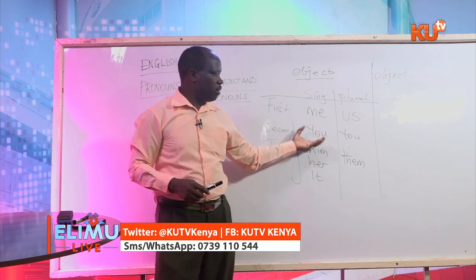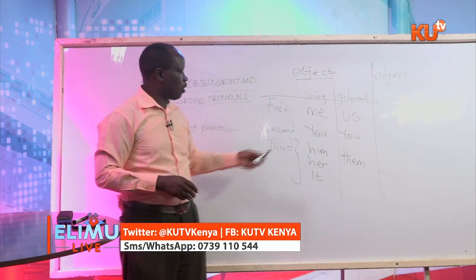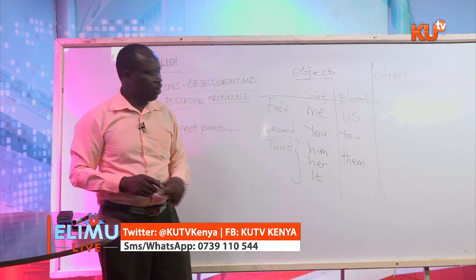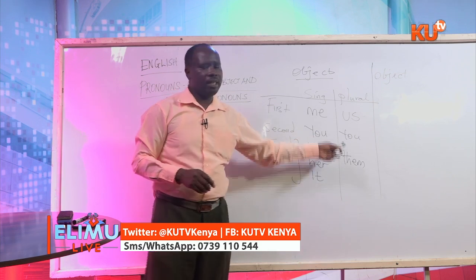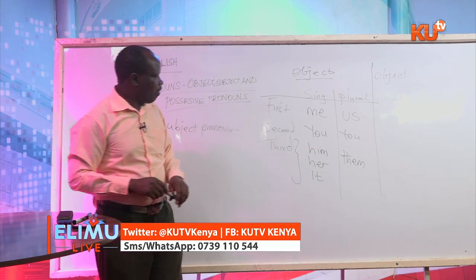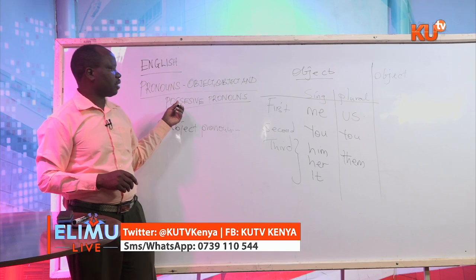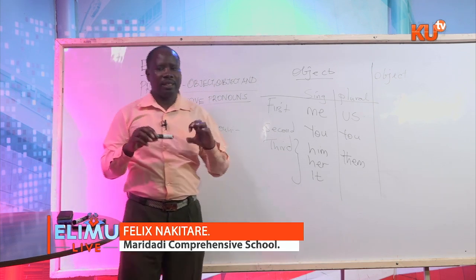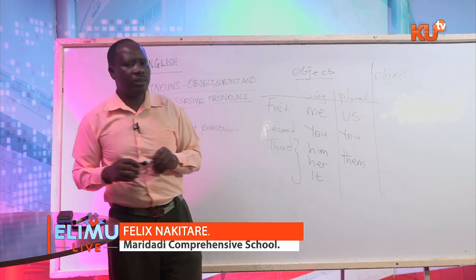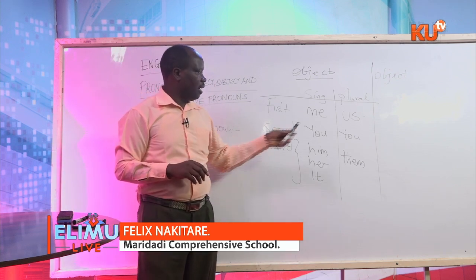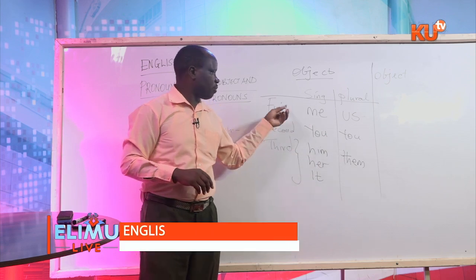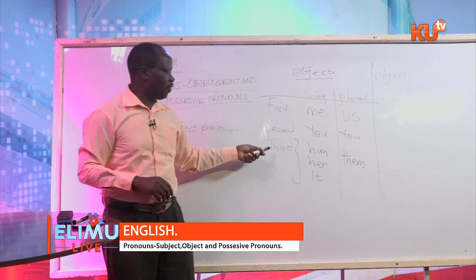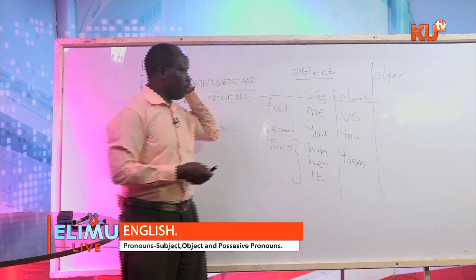And remember, object pronouns or objective pronouns are pronouns that are used in the place of a noun in the position of an object in our sentence. After that, we come to the last part, possessive pronouns. We shall start by defining what a possessive pronoun is, and again list them here under first person singular and plural, second person singular and plural, and finally third person singular and plural.